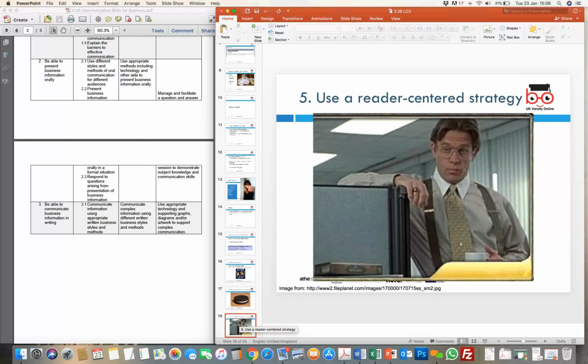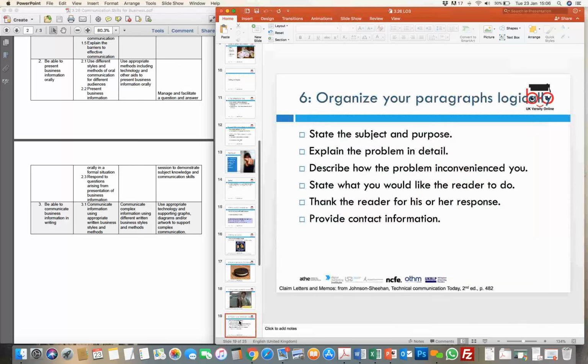Now, sometimes you have to look at a reader-centered strategy. That means your message has to be very specific because of the type of user, their psychology and how they feel when they see or read the message. So your message sometimes has to be very, very focused in terms of eliciting the response that you want for the message which has been sent across.